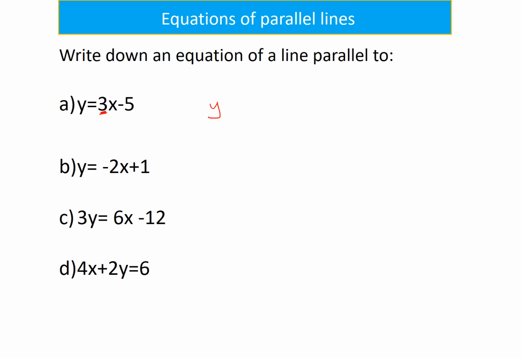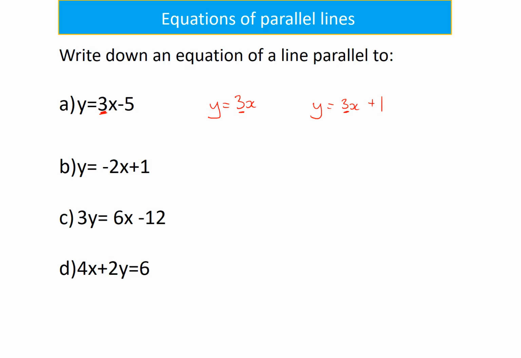So I need to have y equals 3x. In fact, this line is already parallel to y equals 3x minus 3, because I have the same gradient. So that could be one example. It could be y equals 3x, for example, plus 1. It doesn't really matter what the y-intercept is, as long as the gradient is the same.